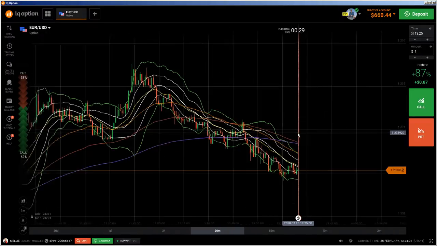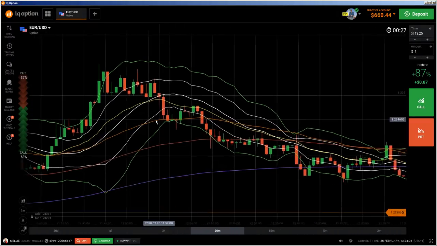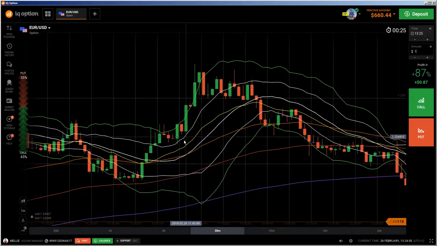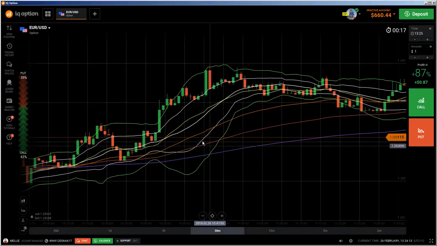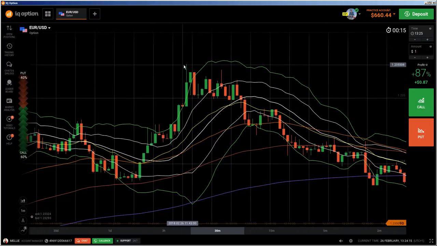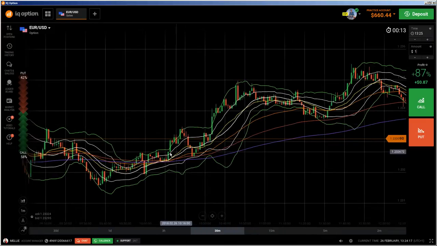If you are looking for flags, you have to look for something like this. This is a flagpole here: a lot of bullish or bearish candles in a row. This is a flagpole. It looks like a pole, and that's the reason why it's called the flagpole.